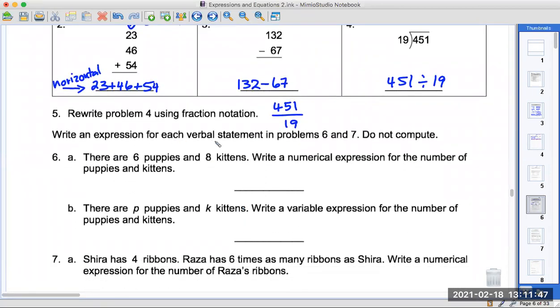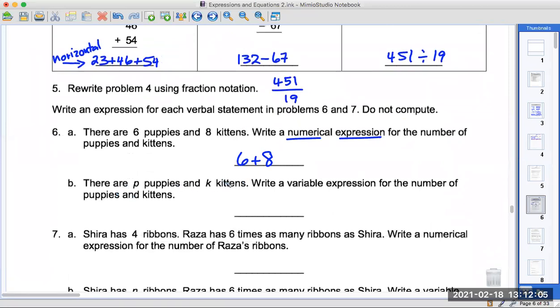Write an expression for each verbal statement. There are 6 puppies and 8 kittens. Write a numerical expression for the number of puppies and kittens. 6 plus 8. Notice numerical expressions are just numbers. There are P puppies and K kittens. Write a variable expression. Now we have variables. P plus K. Those are not like terms, by the way.